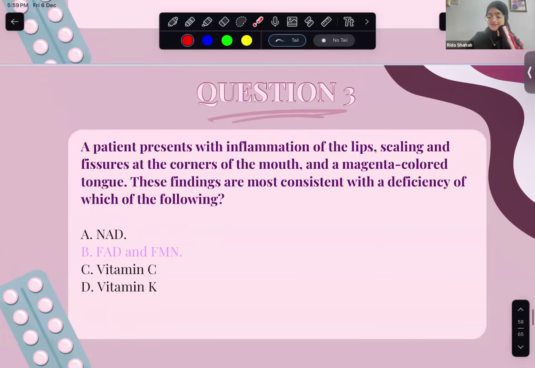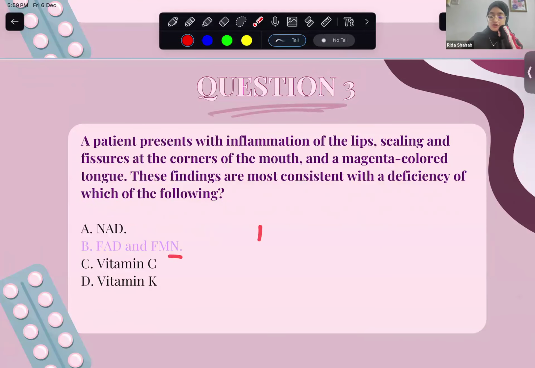And if you guys remember, FAD and FMN are also called B2, which is what causes your 3 symptoms. You remember cheilosis, glossitis, and corneal vascularization. The lip scaling and fissures at the corners of the mouth are basically cheilosis. That's how you spell it. And magenta colored tongue is glossitis.